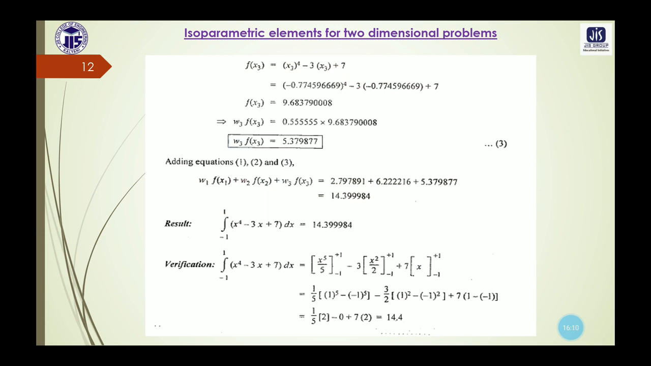Now if we add these 3 different equations for the 3 sampling points of the Gaussian quadrature, and if we sum them up, then we are getting the final value of this integral. It is coming as 14.399.